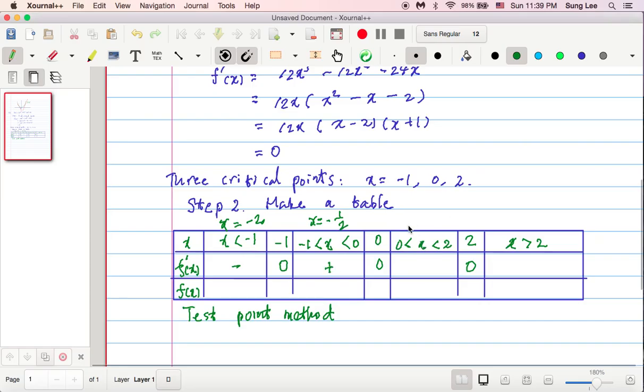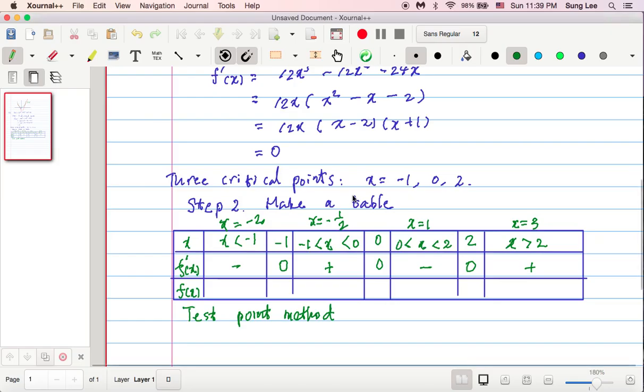And here I'm going to use x equals 1. So that'll make positive, negative, positive. So that's going to be negative. And here I will choose x equals 3, 4, as my test point. So that's going to be positive, positive, positive. So it'll be positive. Now, the third row is where the theorem we just learned, the increasing, decreasing test, comes in.